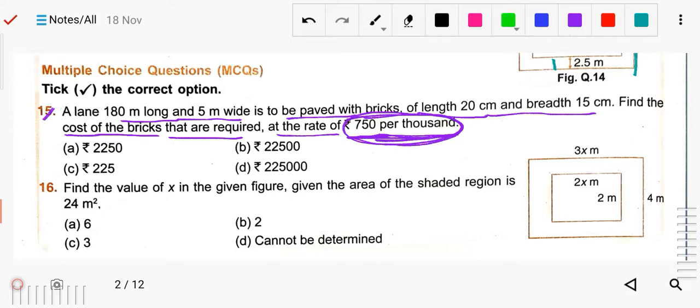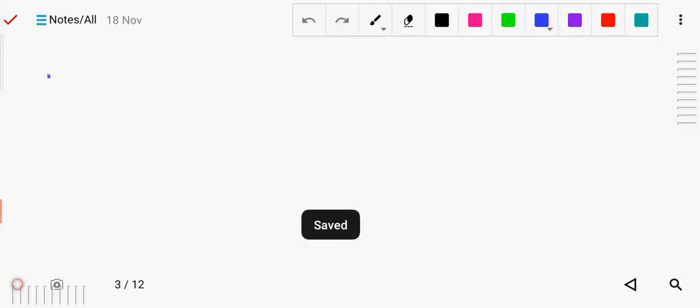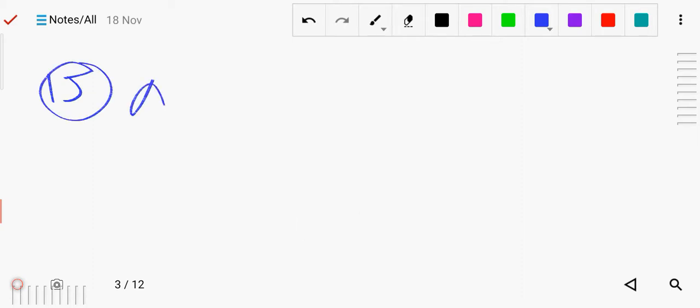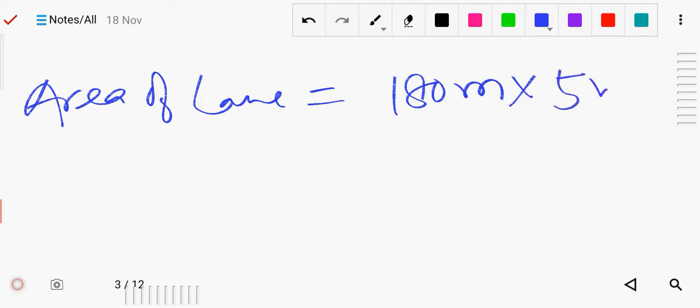And also you have to see this, here it is in centimeter and here it is in meter. So this unit also you have to change. So let's solve this question number 15. First of all we will find the area of the lane. The area of the lane will be 180 meter, and that is your 5 meter, it is given.